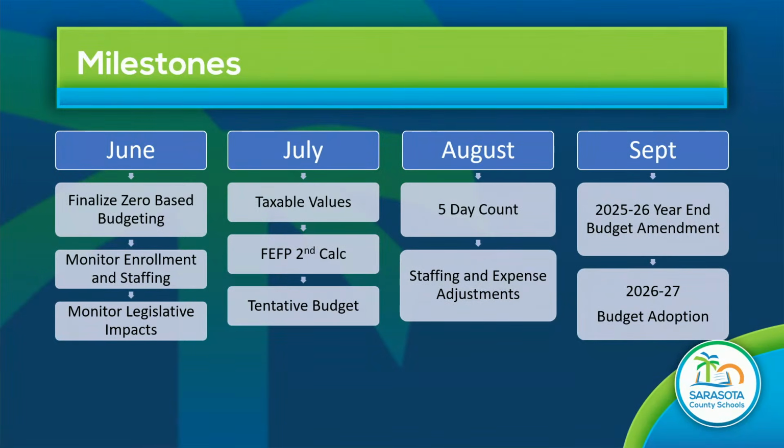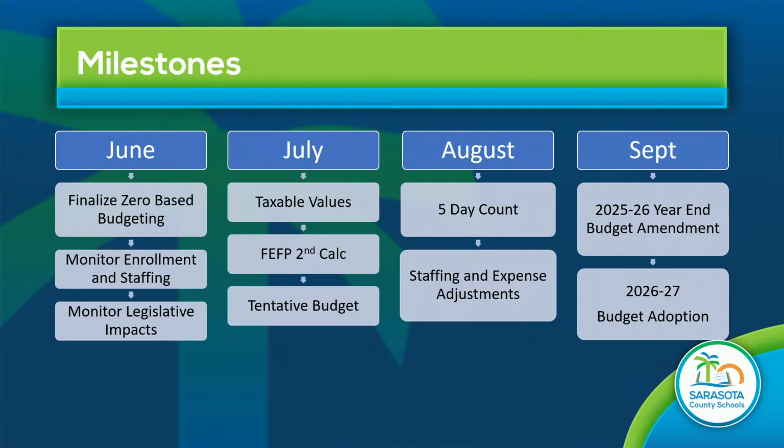So some key milestones that have occurred up to this point: we have finalized our zero-based budgeting for each of our departments. We are continuing to monitor our enrollment and our staffing. We are monitoring the results of the legislative session and any impacts that may have financial implications. And then in July, we will receive our taxable values. So we will have a clear picture of what that will look like in terms of our projections of increases or decreases with the millage referendum and our overall local RLE.